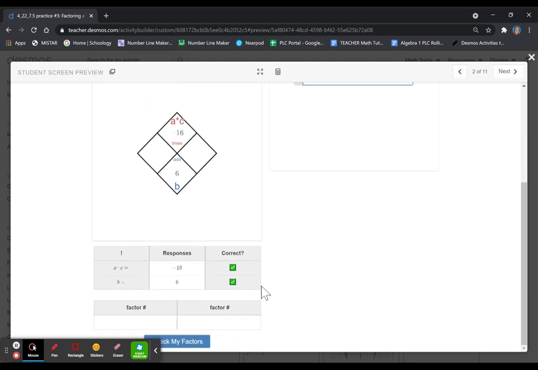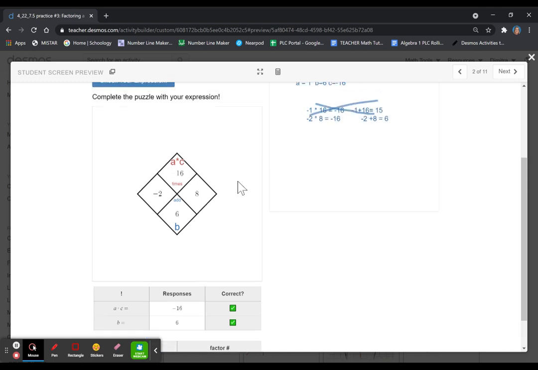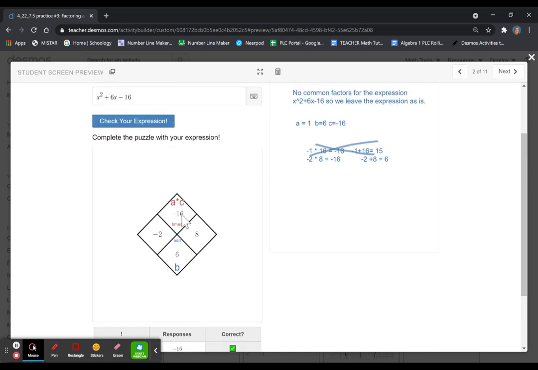Let's see if we're right. So I'll put negative 2 here and 8 here, and it'll populate. So let's look. Negative 2 times 8 is negative 16, and negative 2 plus 8 is equal to 6. And again, it does not matter which order you put these numbers in. All right, now you're going to need this diamond for your next slide. So my suggestion is you take a picture of it so you can have it on your phone for your next slide.